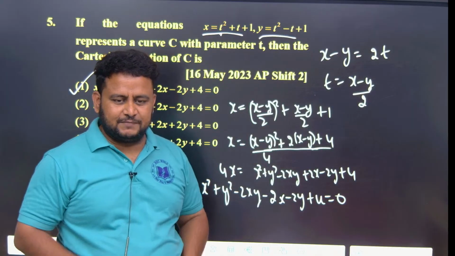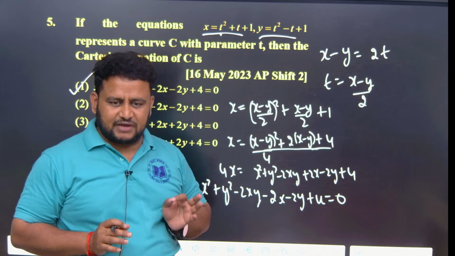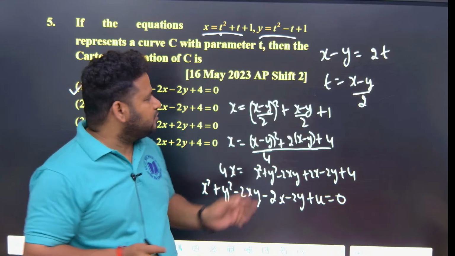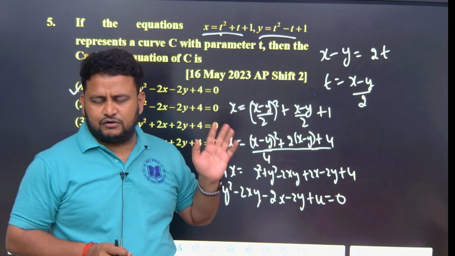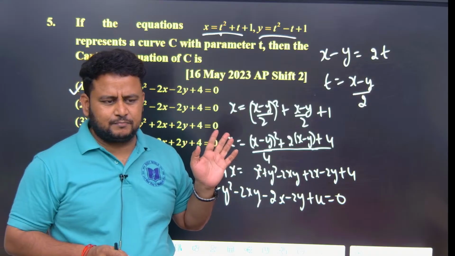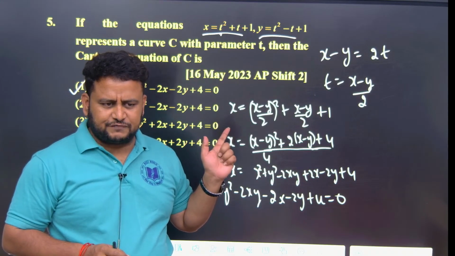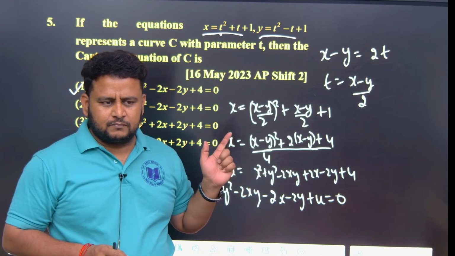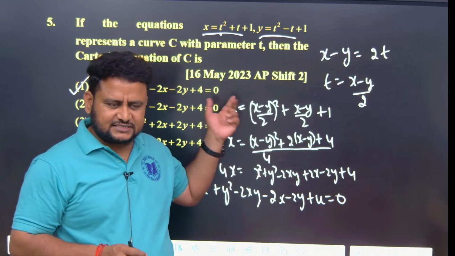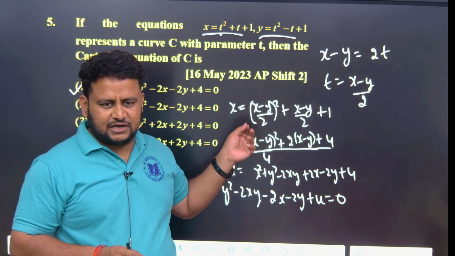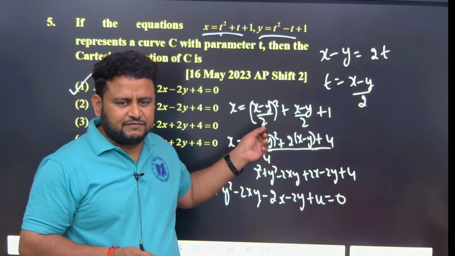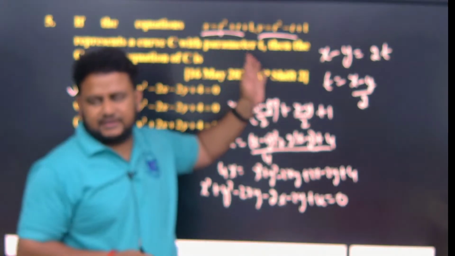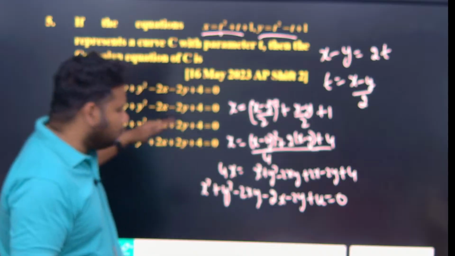First what you do, eliminate t. So you will get the value of t in terms of x and y. Then you put the value of t. Got it? Understanding? Everyone? So first what we have to do? Eliminate t. How to eliminate t? Separate x and y. You will get the value of t in terms of x and y, then put the value of t there in x or y, and you solve that equation, you will get the locus.